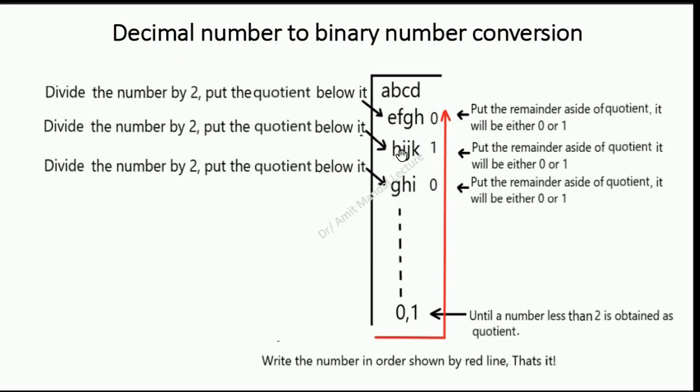So you have to carry on this operation, keep on doing this operation up to the time you get a quotient less than 2. Remember, it can be either 0 or 1. The quotient will keep on reducing. Ultimately, you will get either 0 or 1. Now you have to write the number as I have shown with the help of this red arrow along the direction. So I am taking an example.